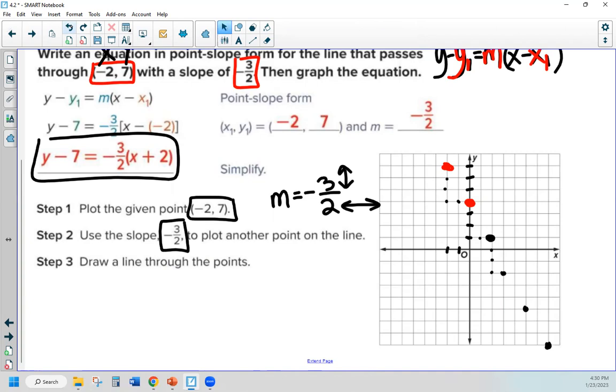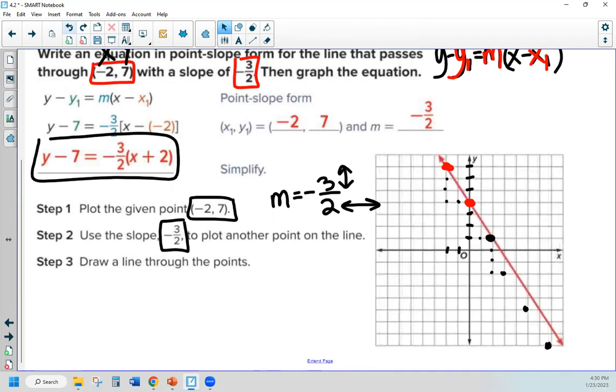Did I make a mistake? I don't think so. Let me check. Yes, I did. Okay. Yeah, it looked a little bit weird. So in this one, I only jumped to the right once. So there's my second jump. And then down 1, 2, 3, to the right 1, 2. There should be right here. Down 1, 2, 3, to the right 1, 2. Right there. Okay. So be careful with those jumps.